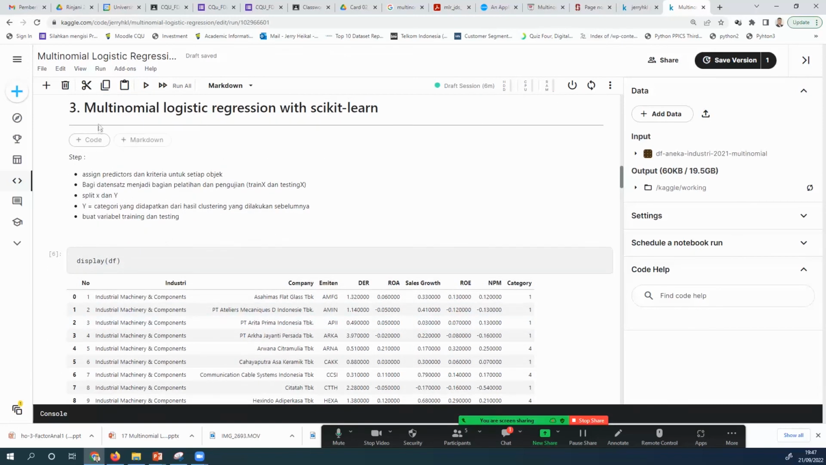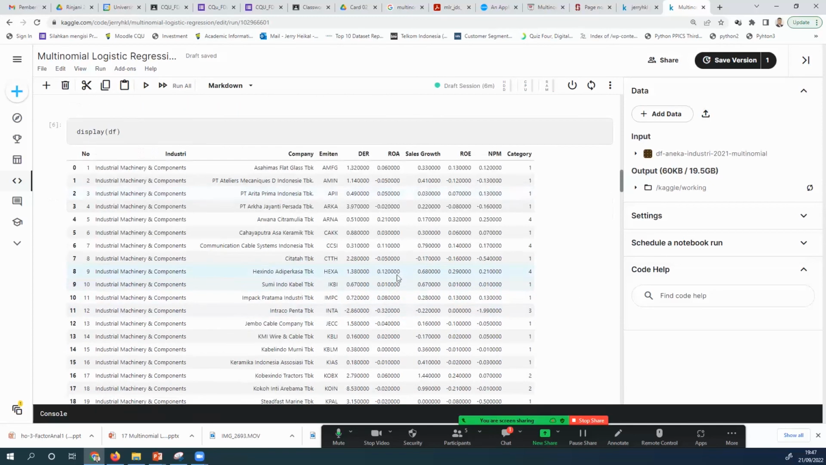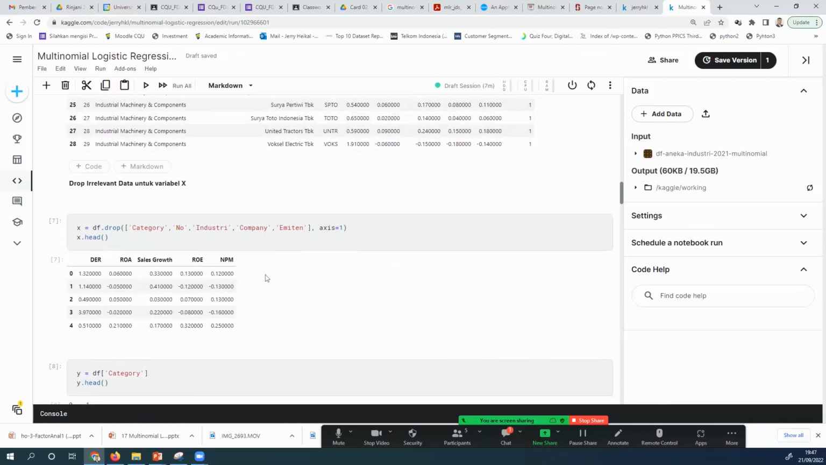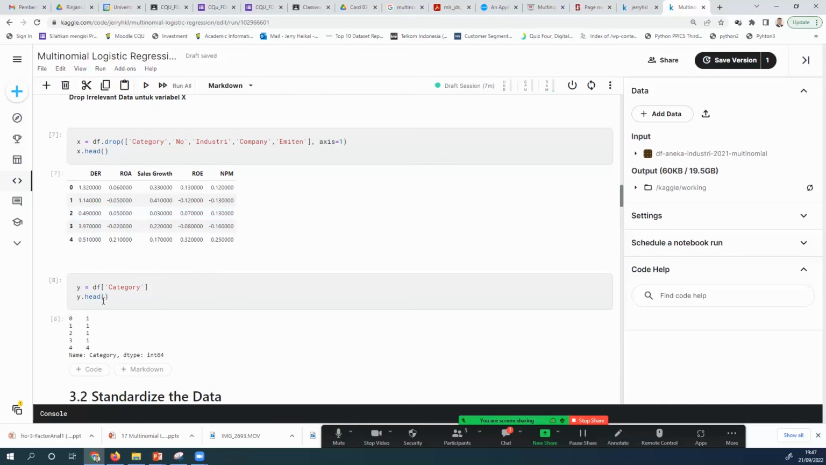So let's do multinomial logistic regression with scikit-learn. We display the data, and then we drop the category, we drop number, we drop industry, we drop company, we drop emittent. So we have the data here, and then we have the category data, the X and the Y.